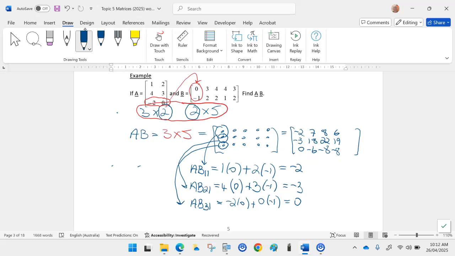Okay, let me just go through the last column. So this 7 there. That 7 is in the first row, 5th column. So to find the first row, 5th column in my product, I need to take the first row from my first matrix.